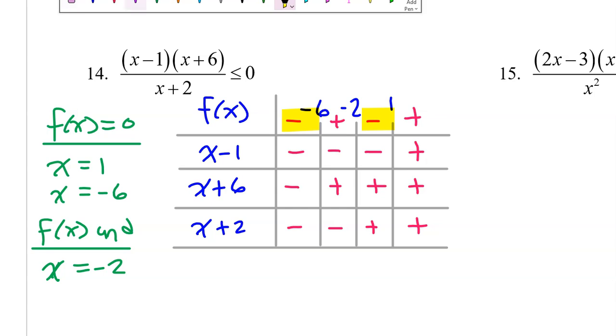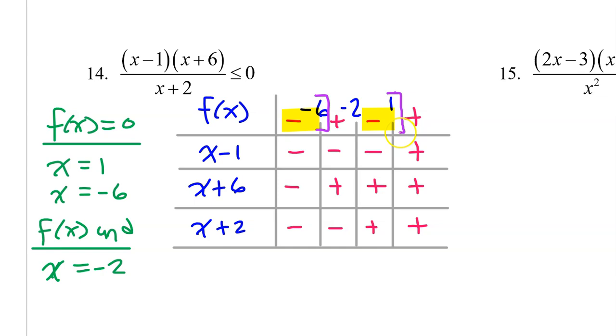We will include any endpoints where f of x is equal to 0, because we want the values of x that will cause this to be less than or equal to 0. So I will put a bracket on the 1 and the negative 6 when I write the solutions. I'm going to put it now so I don't forget. So I'll need a bracket on the negative 6. I will need a bracket on the 1 when I do this interval.